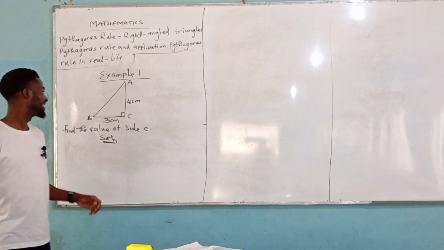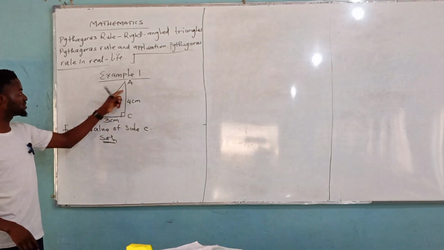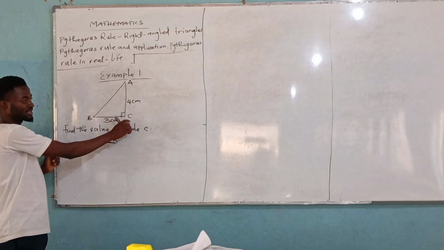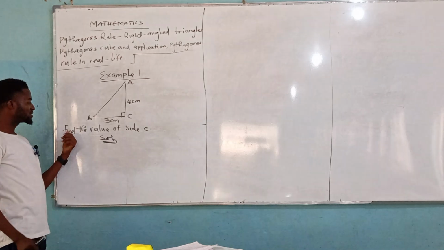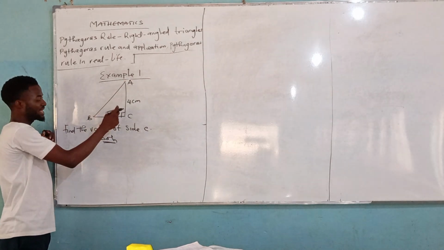Okay, welcome back. Now, this is an example here that I want us to look at. This is a right angle triangle. This is A, B, C. And then the question says, find the value of side C. Okay, now, if this is capital A, that means what?